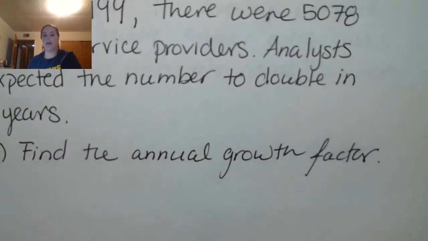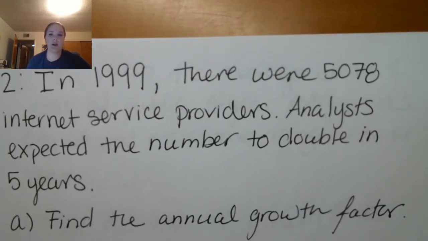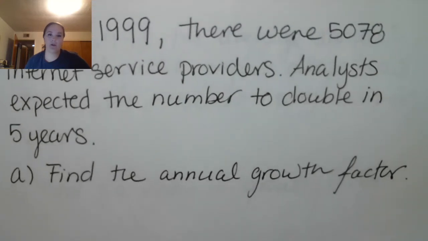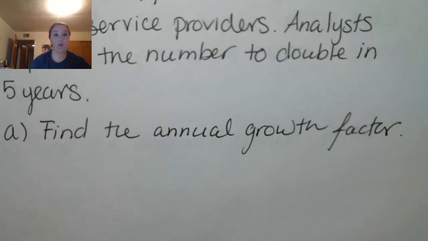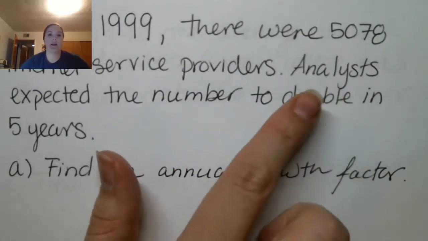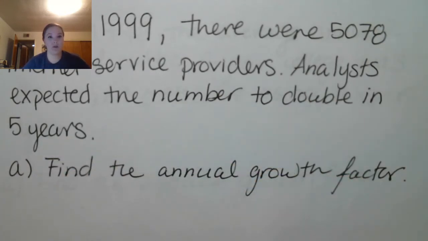So let's look at another example. In 1999, there were 5,078 internet service providers. Analysts expected the number to double in 5 years. So this says find the annual growth factor. What we're looking for is that value b. The only thing that we know, it doesn't say what the annual growth factor is, is that it doubles in 5 years. The reason that the growth factor isn't 2 is because that would mean it doubles every year as opposed to doubling every 5 years.